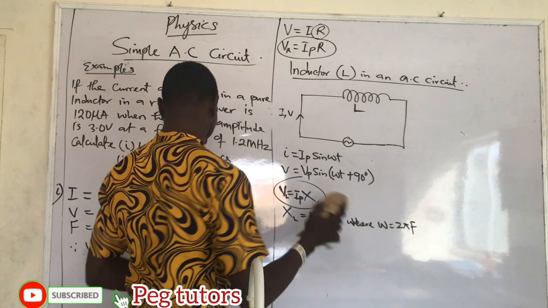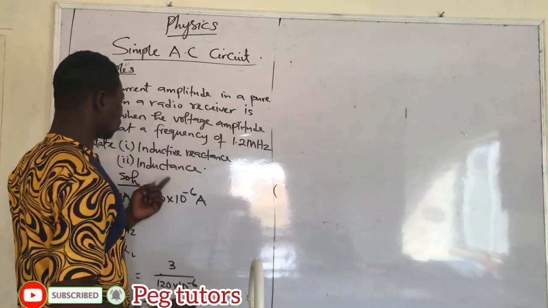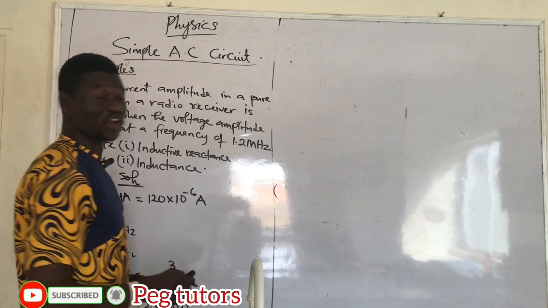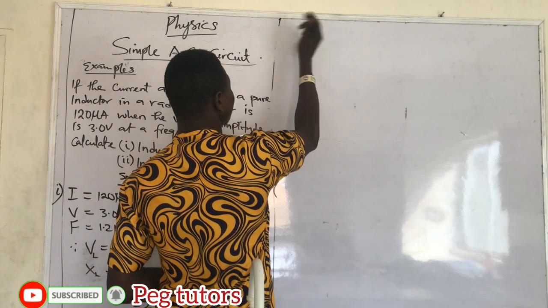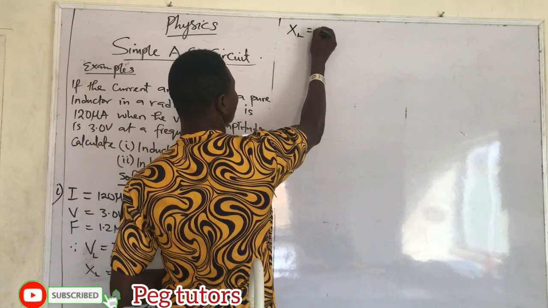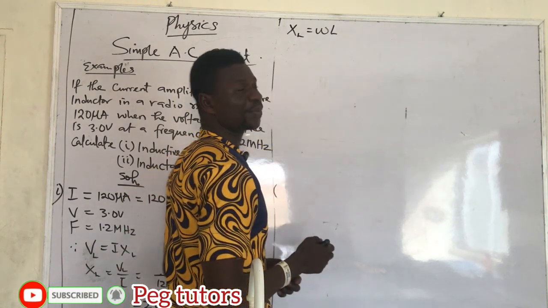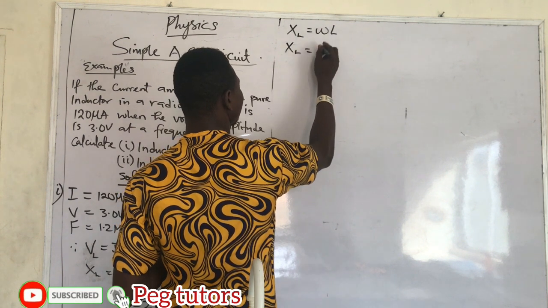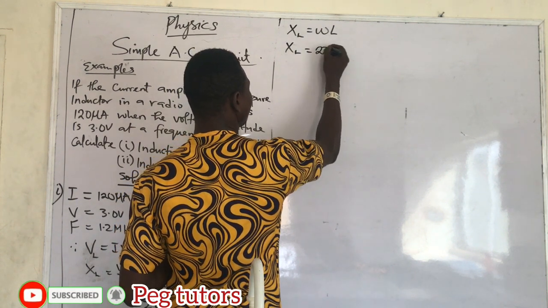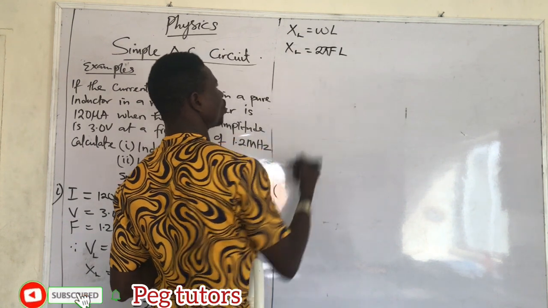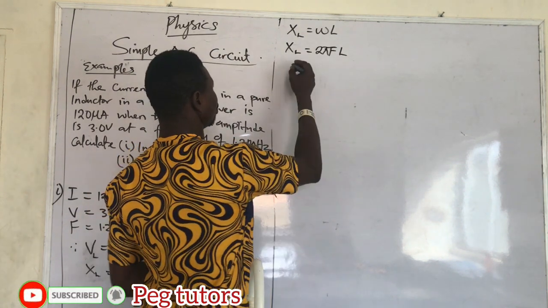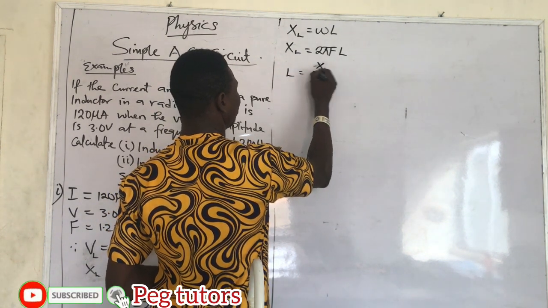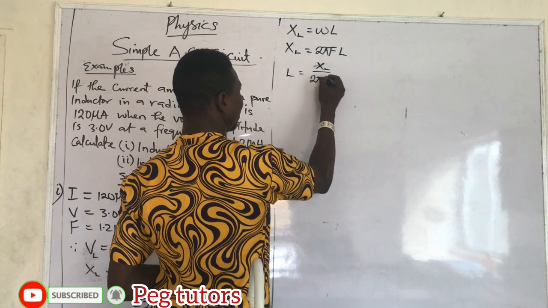Then the second one, they asked us to calculate the inductance. Inductance simply means find the value of the inductor that is connected. To find the value of the inductor, you can use XL equal to omega L. But remember that XL has been calculated already. So XL equals omega, which is 2 pi F, like I said before, then your L. L is what you are looking for, and XL you have gotten already. So you can say L is therefore equal to XL all over 2 pi F.